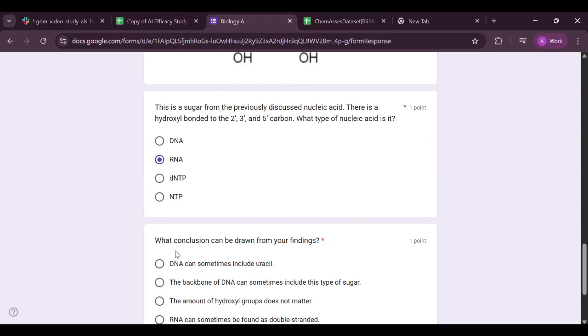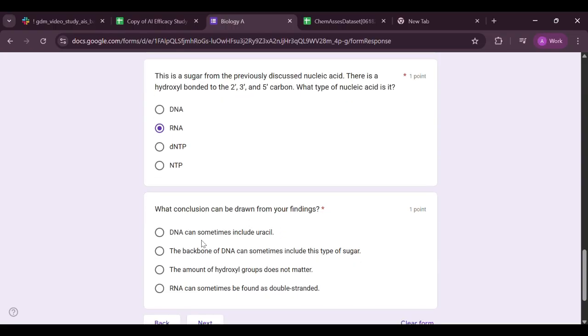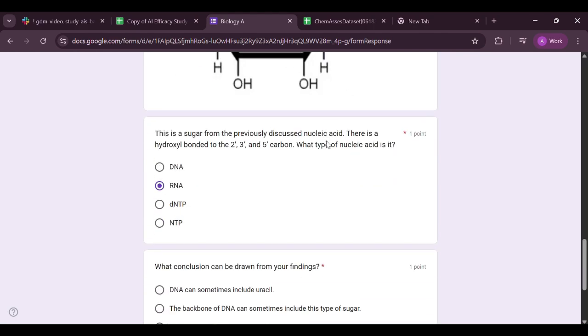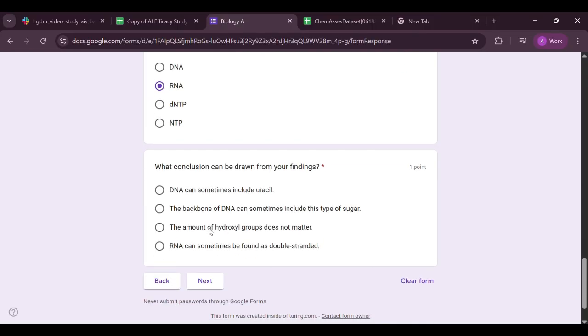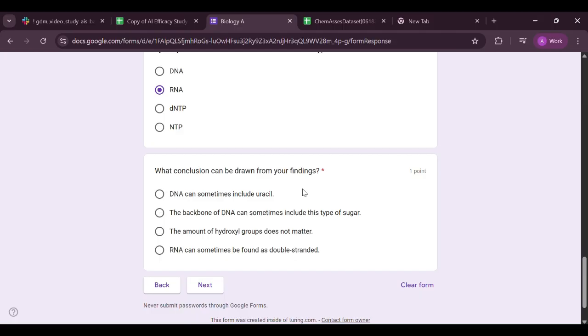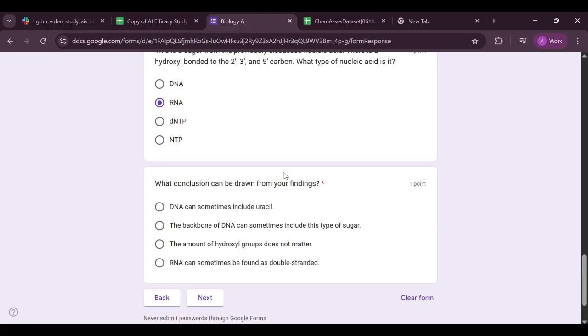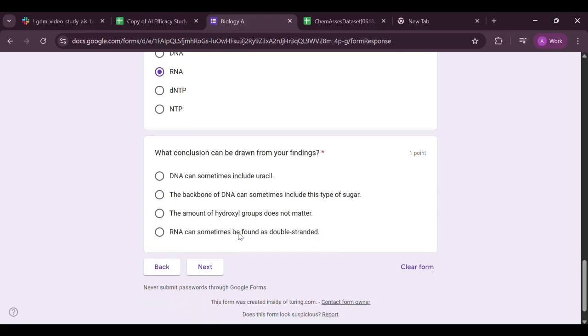So what conclusion can be drawn from my findings? Let's see. DNA can sometimes include uracil, which is totally impossible. The backbone of DNA can sometimes include this type of sugar? No, this type of sugar can never be present as a backbone of DNA. The amount of hydroxyl group does not matter? It matters because the hydroxyl group defines the stability and whether it is RNA or DNA. And RNA can sometimes be found as double stranded. As we can remember from the previous pretest, DNA can also be found as single stranded, so here RNA can sometimes be found as double stranded.